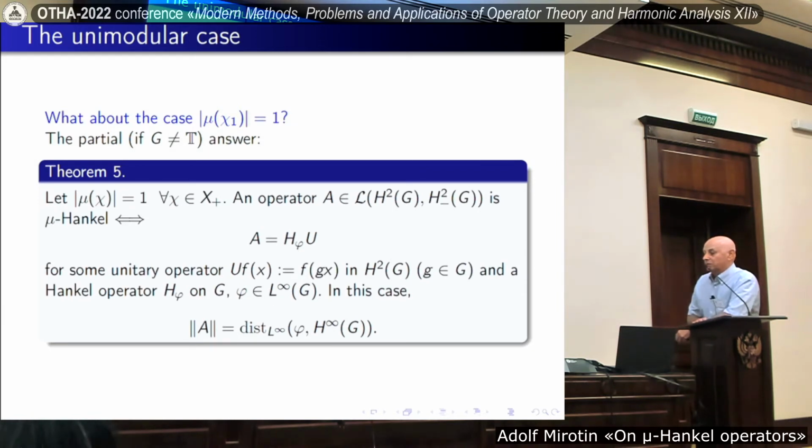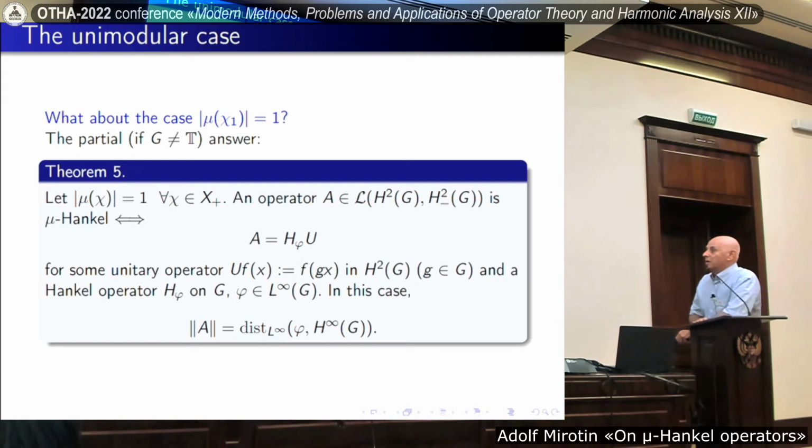Surprisingly, the most difficult situation we get is if the absolute value of the value of mu at the first positive element is equal to 1. I think this is a difficult question, and I have only the following partial answer. If the group G is not equal to the circle group, the following theorem gives a partial answer, because we assume in this theorem that mu is a character of the group X. In other words, the absolute value of mu of chi equals 1 for all characters chi in X plus, and it follows for characters chi in X.